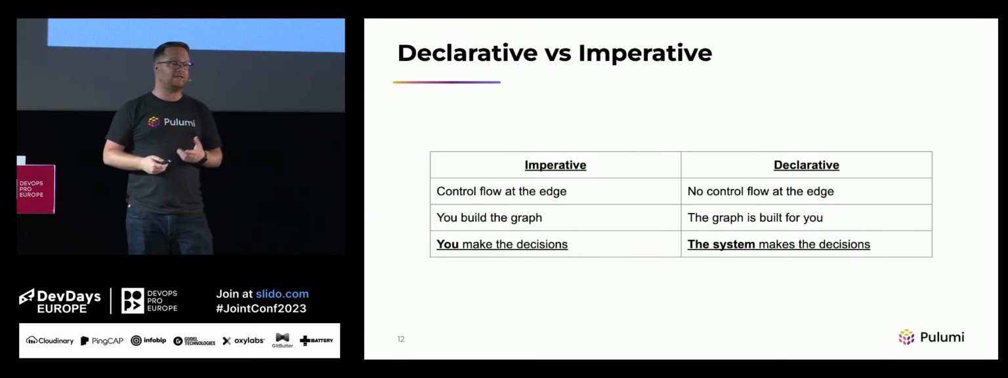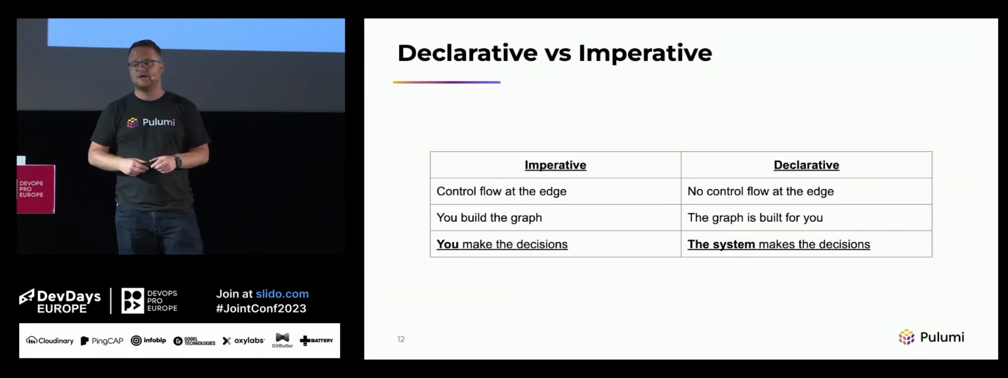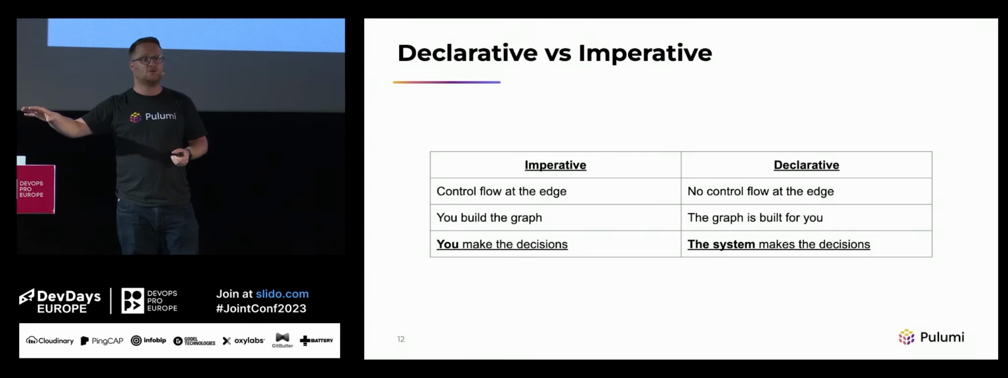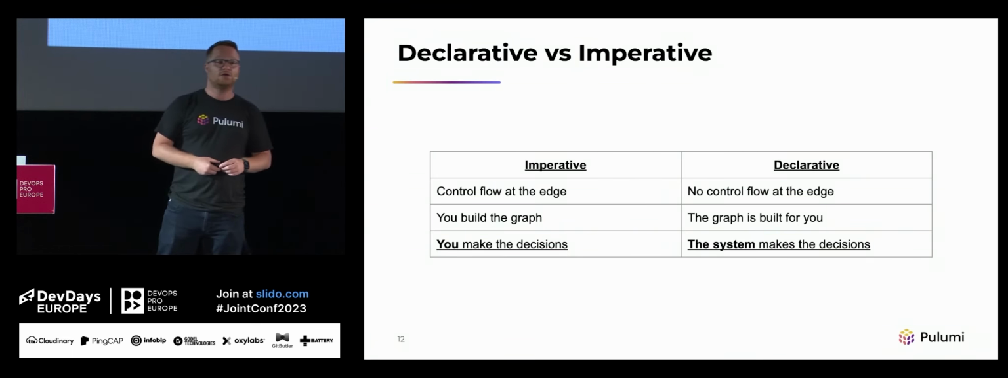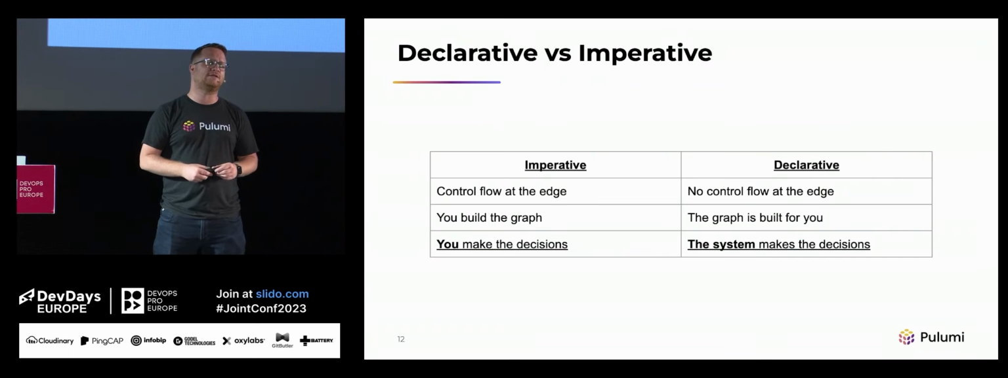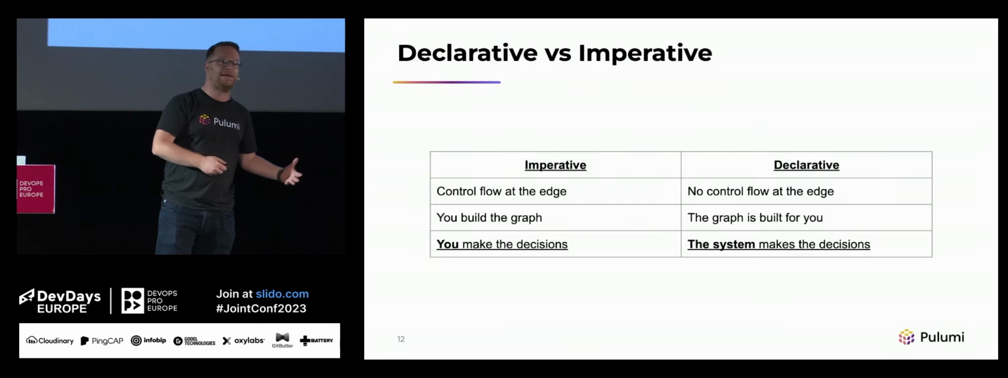And if you are doing it declaratively, you don't have any control over the way things happen if you're passing inputs and outputs to different resources. So you are building the graph in an imperative tool. In a declarative tool, the tool builds it for you by just you expressing what you want things to look like. So ultimately, in an imperative system, you as the operator make the decisions. In a declarative system, the tool itself makes the decisions.